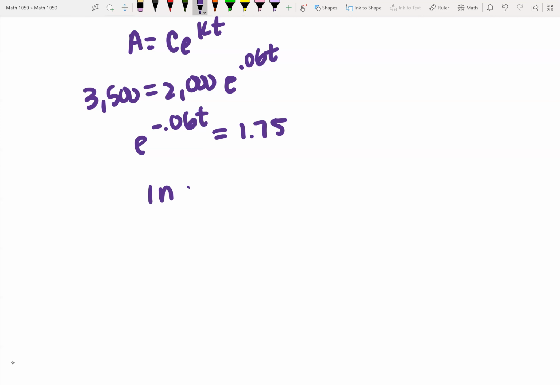Convert it, log base e of 1.75 is 0.06t, divided by 0.06. Okay, so go ln 1.75, close it, divided by 0.06, hit enter, read the directions. They told you to round to, oops, I did something wrong.